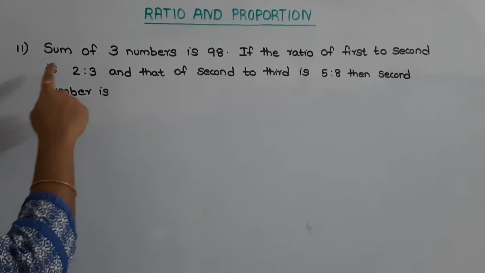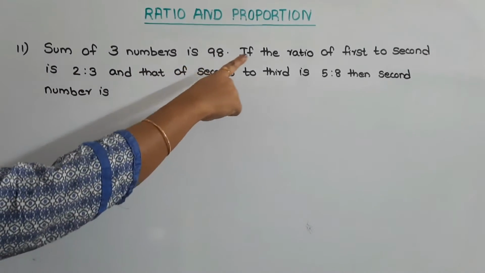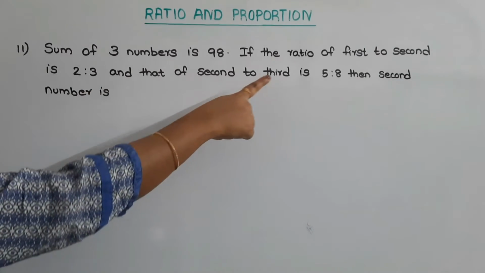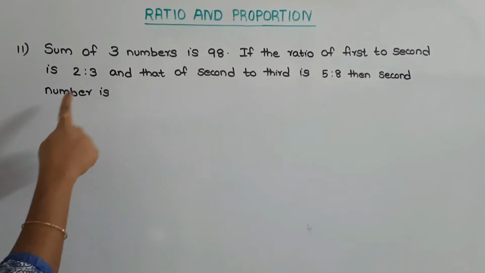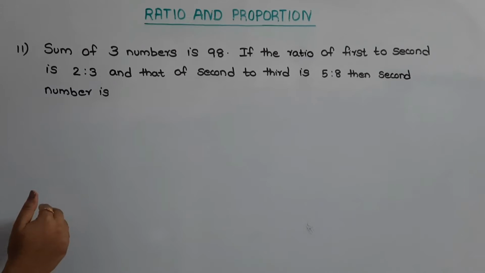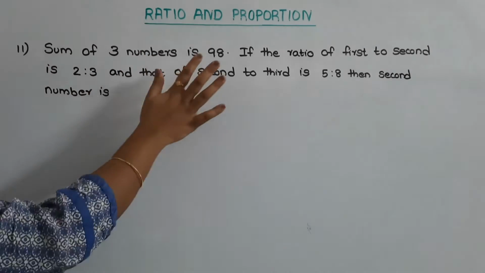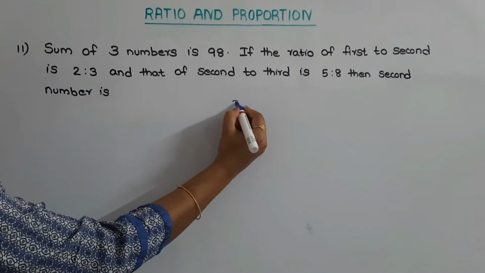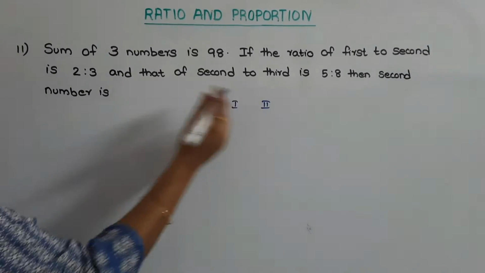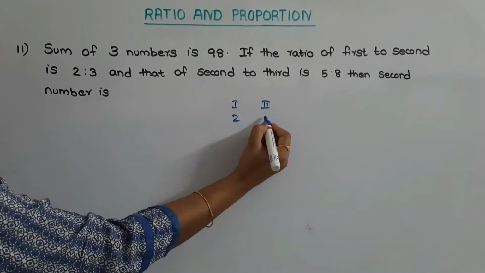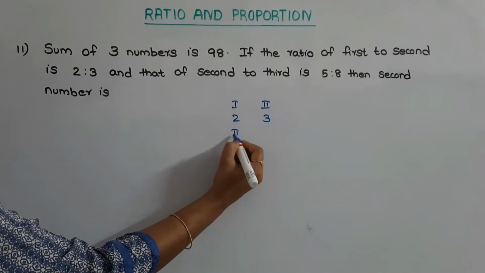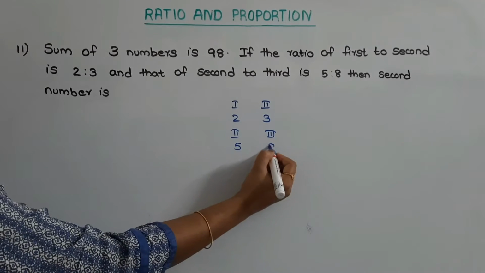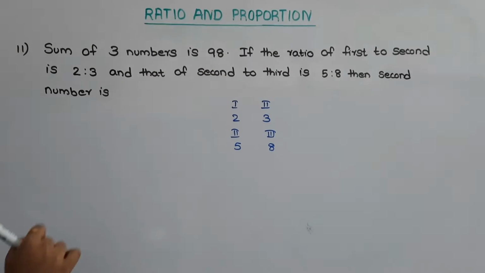11th question is, sum of three numbers is 98. If the ratio of the first to second is 2:3 and that of second to third is 5:8, then second number is. So in this question, they have given the sum of three numbers as 98. Then they have given the ratio of the first and second number as 2:3 and the ratio of the second and third number as 5:8. So we need to find out the second number.